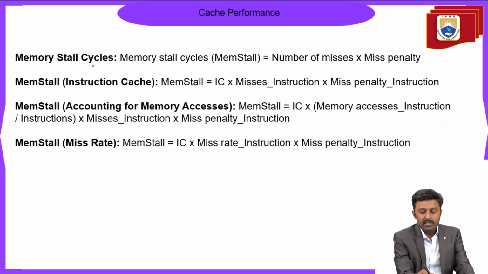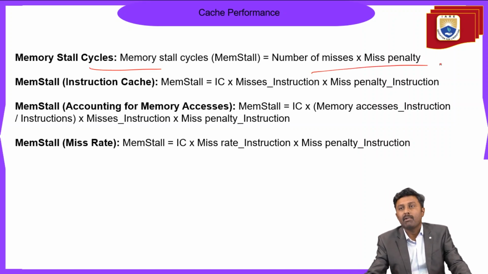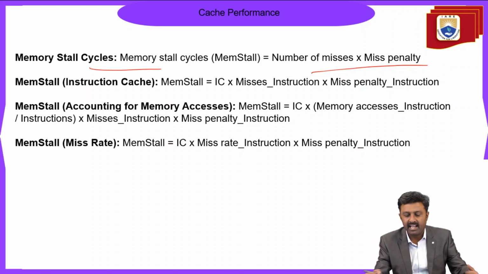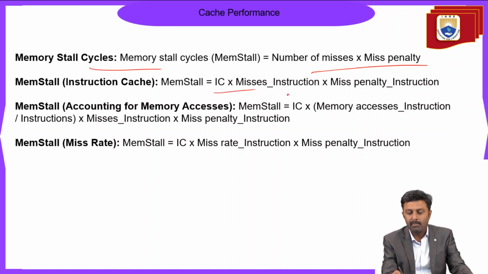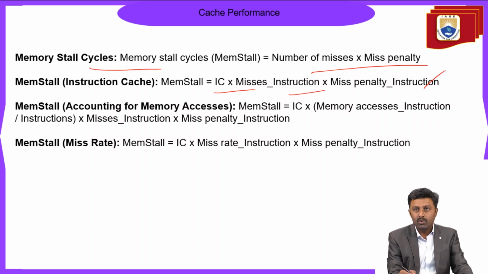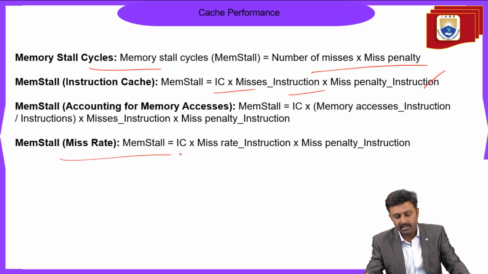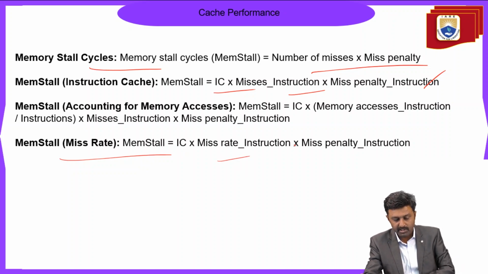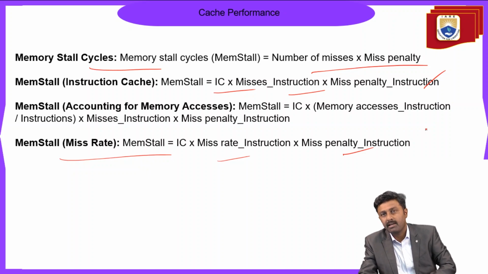Then the memory stall cycle separately is calculated as the number of misses times the miss penalty. Then the memory stall for the instruction cache is calculated with the instruction count, then the instruction miss rate and the miss penalty. The total can be calculated with the time taken to execute one instruction, then the miss rate per instruction plus the penalty. So that extra time will be calculated.